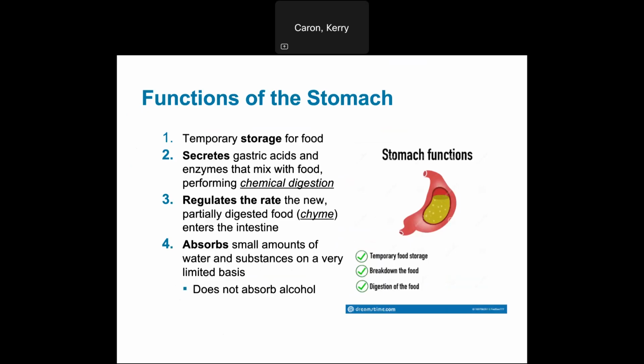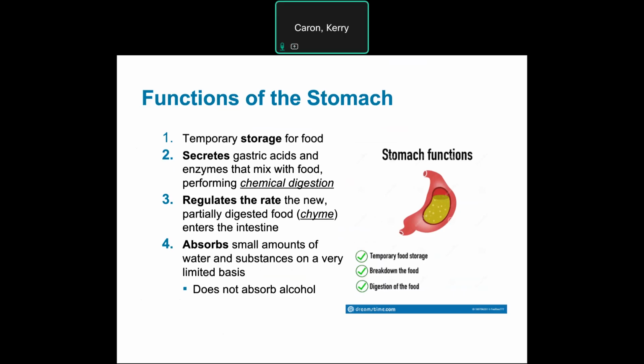So here are the functions or the physiology of the stomach. It temporarily stores food. It holds food there. Okay. It secretes gastric acids and enzymes that mix with food and perform some chemical digestion. Okay. So first we had the salivary amylase that turned food into a bolus. And now we get the food, the bolus, down to the stomach. And now we call the food, we call it chyme. Chyme is as it's in the stomach.